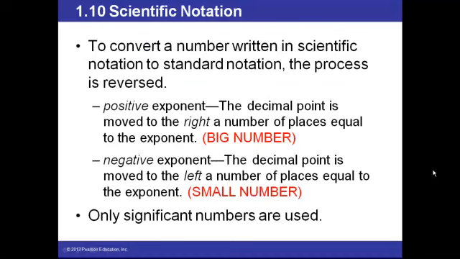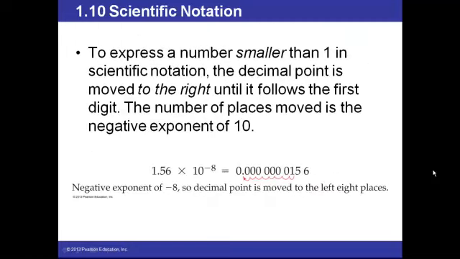If you're converting a number written in scientific notation to standard notation, the process is reversed. If you have a positive exponent, you're going to move the decimal place to the right. This indicates that you have a big number. If you have a negative exponent, you'll have to move the decimal point to the left, and this indicates that you have a very small number. And then only the significant numbers are going to be used in your calculation or in your designation.